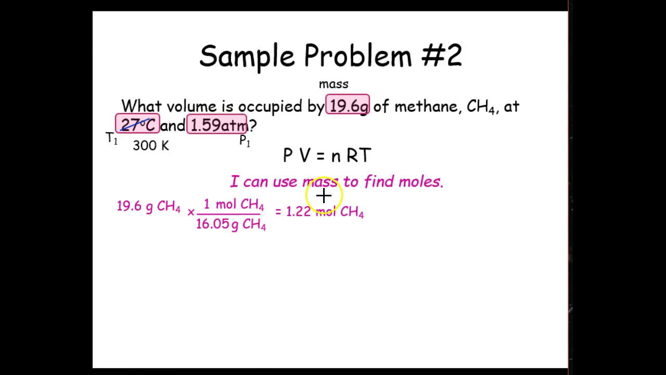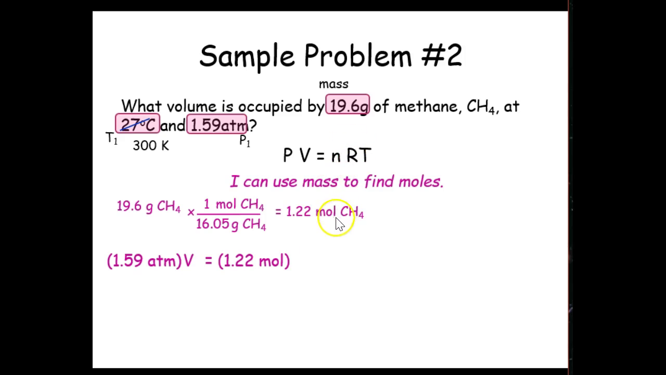So now I'm going to take this number, and that's going to be my N1, and I'm going to plug that in for N. Oh, that's an arrow. Better look next time. Okay. So let's go ahead and plug in now that we have moles. We have our pressure, which is 1.59 atmospheres. We are looking for volume. That's our X in this situation. We have 1.22 moles of methane. That's our N. Here's our friend R again.